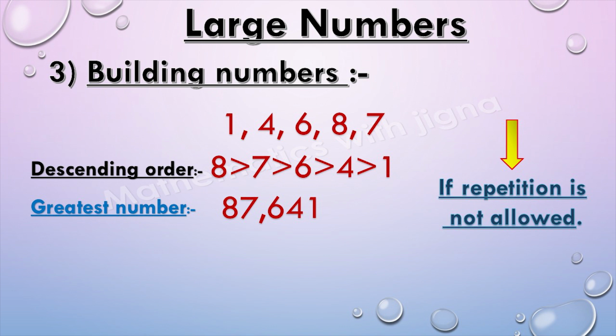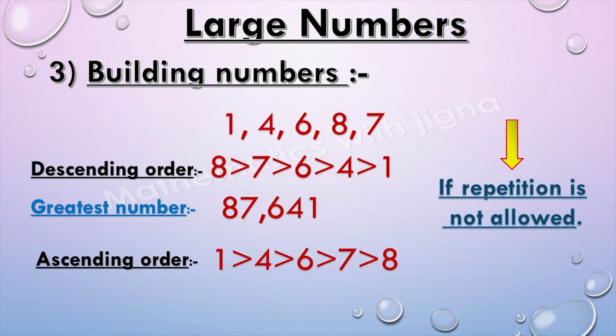For finding the smallest 5-digit number, we have to arrange the given digits in ascending order. So the ascending order of these digits is 1, 4, 6, 7, 8. So the smallest 5-digit number is 14,678. So this is how you build the greatest and smallest number by using the given digits.